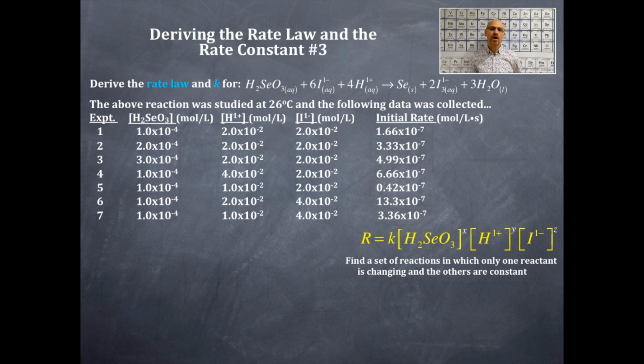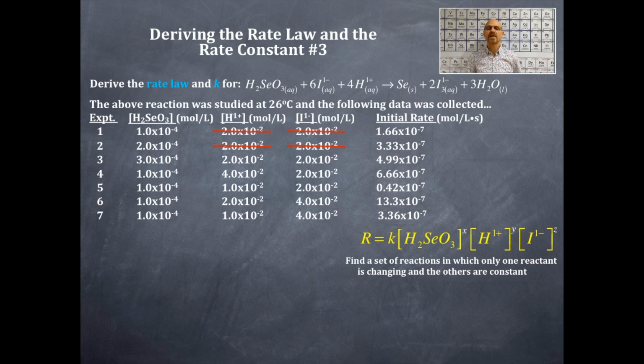This looks like a complicated problem, but it's really a simple puzzle as long as you do it one step at a time. Okay, so we're going to do the first one here, and we're going to find 2 reactions. It happens to be experiment 1 and 2, in which 2 of the reactants are being held constant, and that's why I've redlined them out here for you. With experiment 1 and 2, the hydrogen ion concentration and the iodide ion concentration are being held constant.